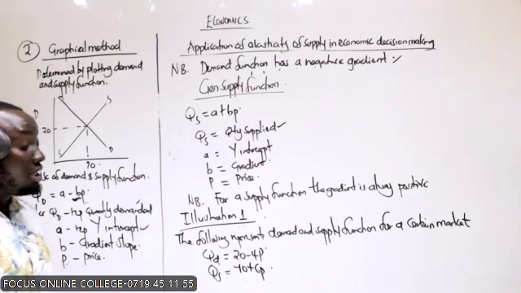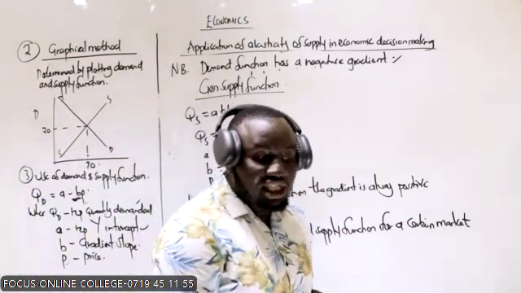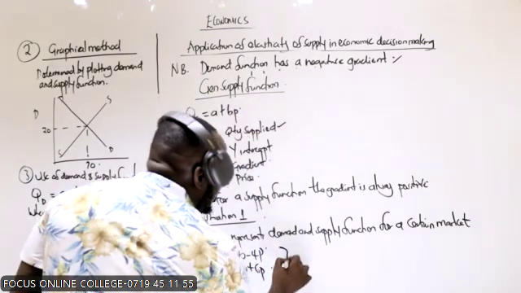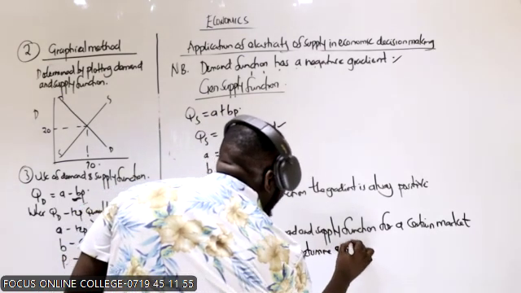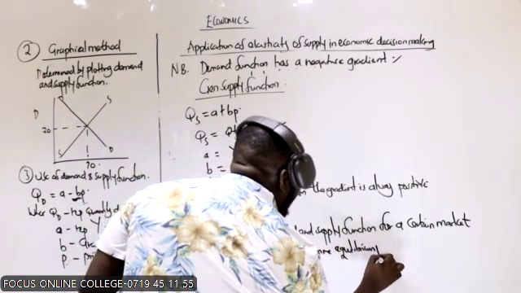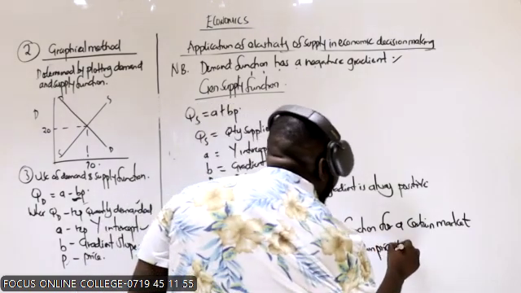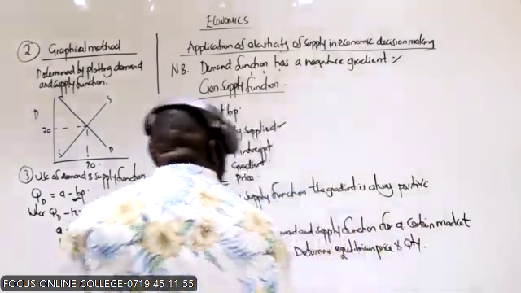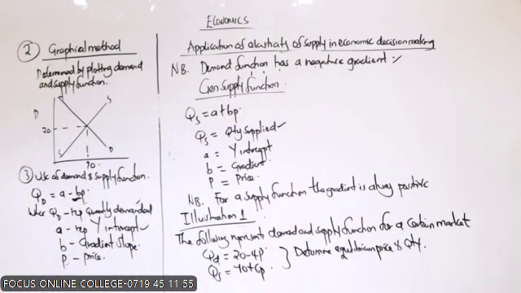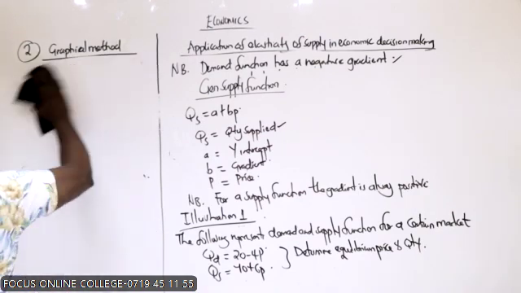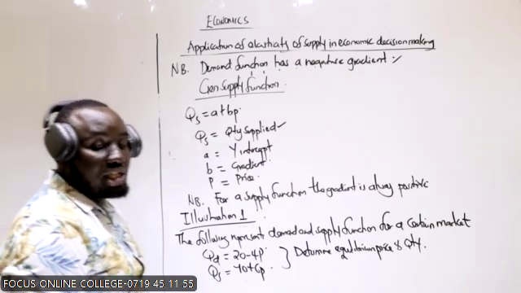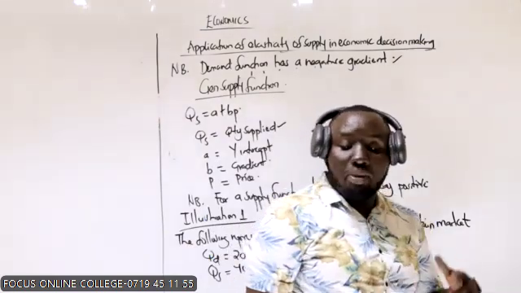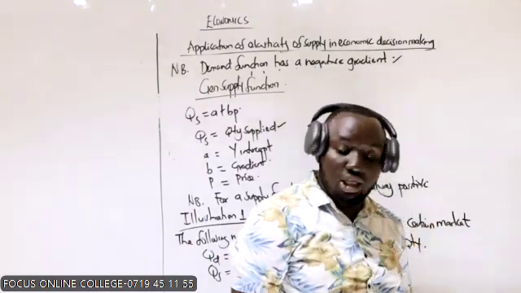If we are seeing that, the question the examiner asks us is: determine the equilibrium price and the equilibrium quantity.